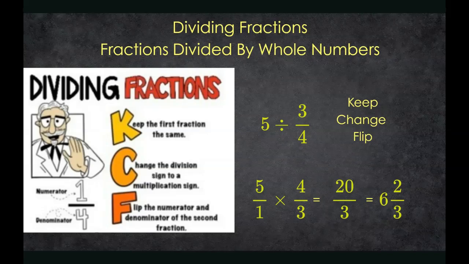And then we have to subtract 18 out from 20. That's going to leave us with 2. That becomes our new numerator. And then we're in thirds, so it's going to stay over 3. 6 and 2/3 is our answer to 5 divided by 3/4.